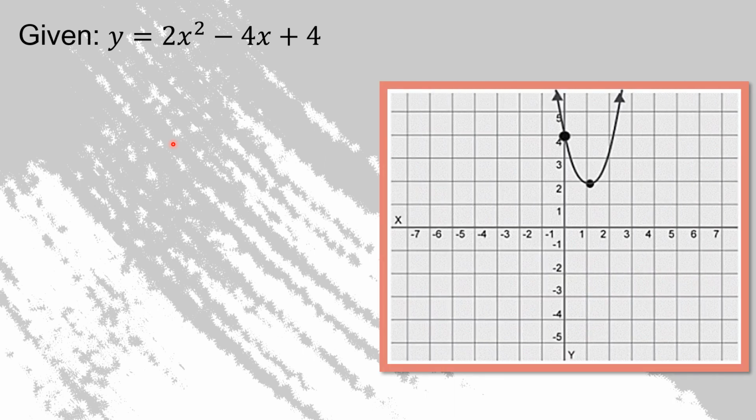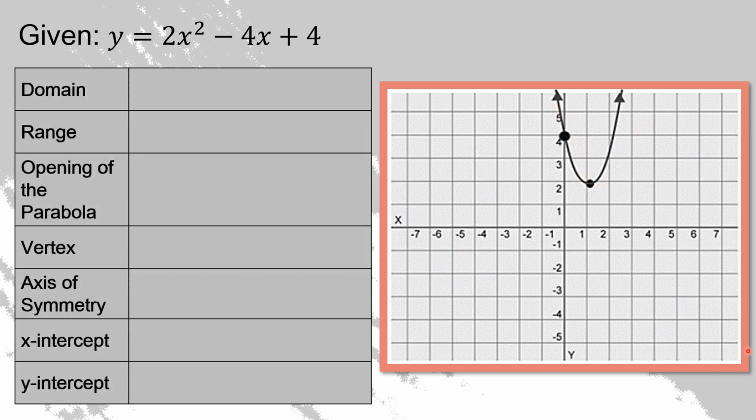So, let us now continue our equation and graph for the given quadratic function y equals x squared minus 4x plus 4. So, let us have this graph. This is the graph of our given function. If you notice, this is our parabola. Let us complete this given table: domain, range, opening of the parabola, vertex, axis of symmetry, x-intercept, and the y-intercept.